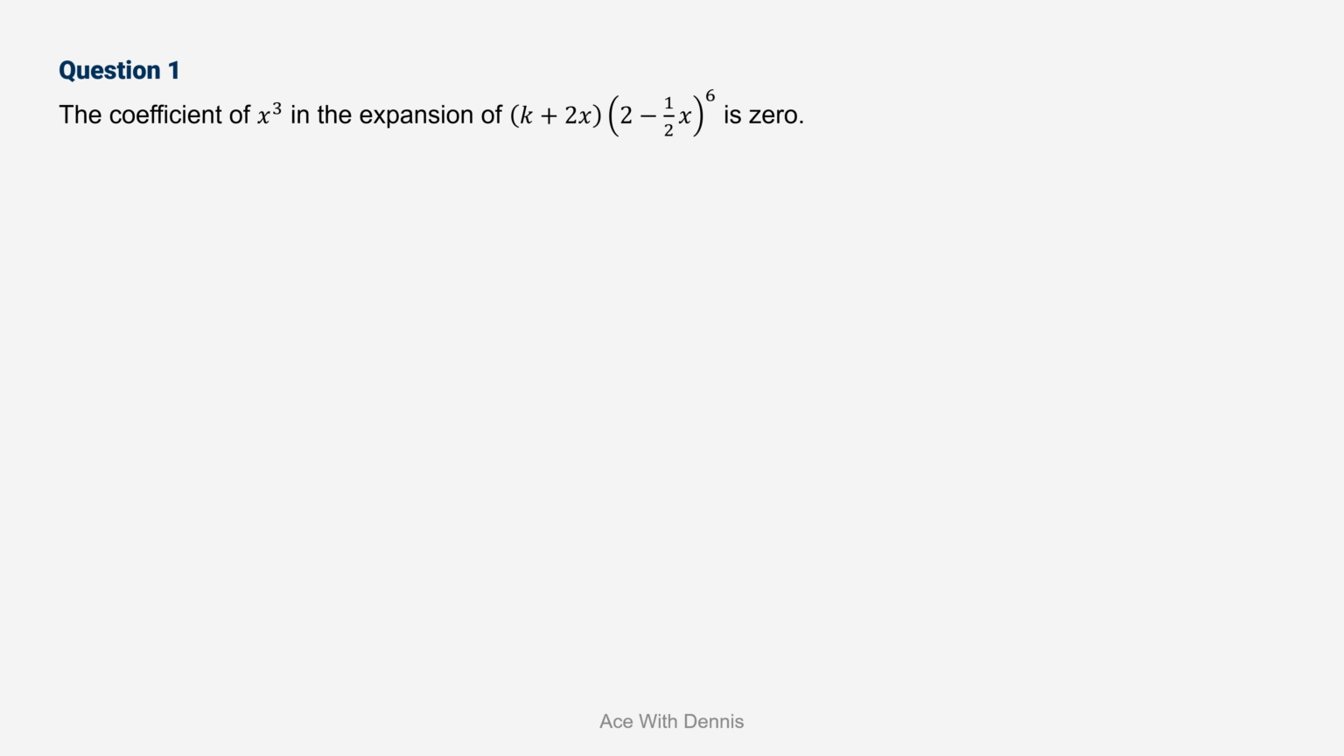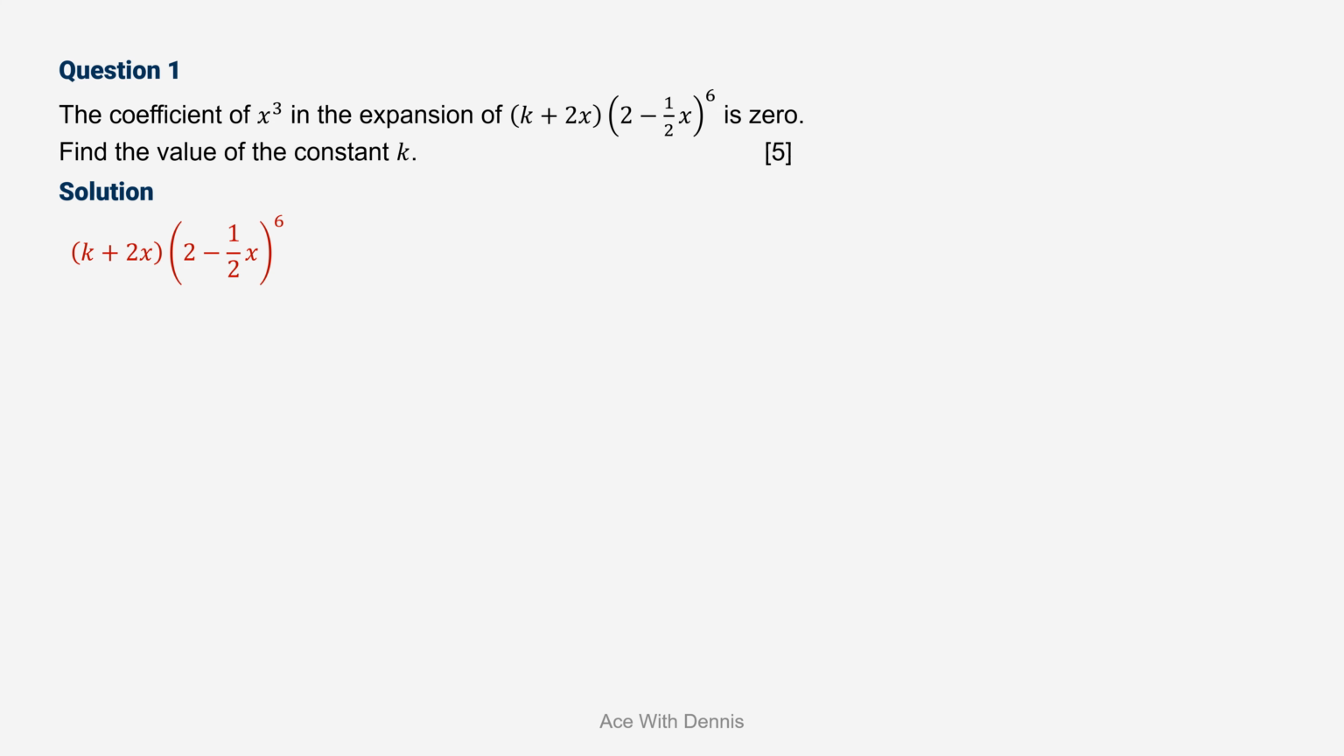Question 1. The coefficient of x cubed in the expansion of (k + 2x)(2 − ½x)^6 is 0. Find the value of the constant k. 5 marks. So here's the solution.